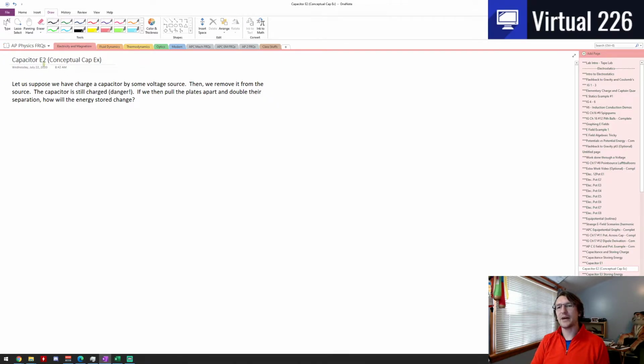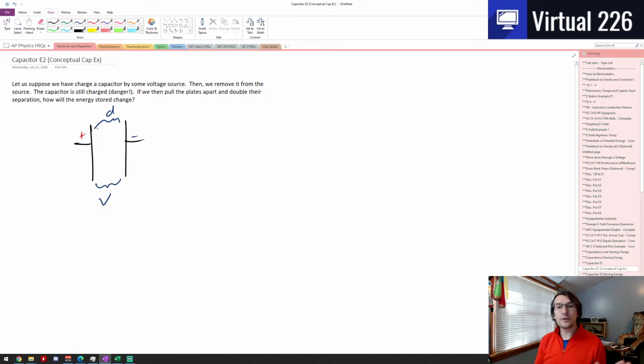This is the second capacitor example in which we take a look at how we can think about capacitors conceptually if we do some stuff to them. So let's say we've got a parallel plate capacitor, and we charge it with a voltage source. So it's got some voltage going across it. This side is the classic positive, this side is the classic negative. It's separated by some distance d, and like I said, it had some voltage across it.